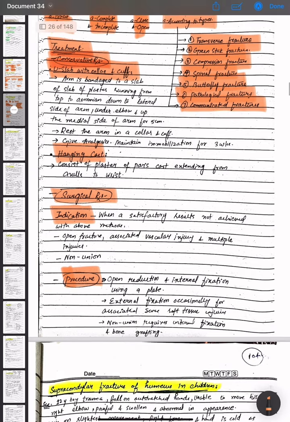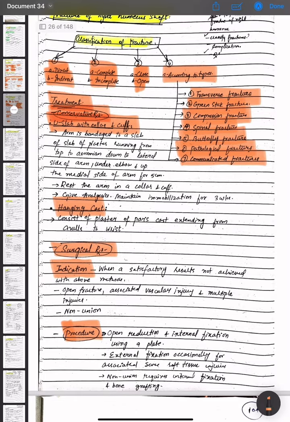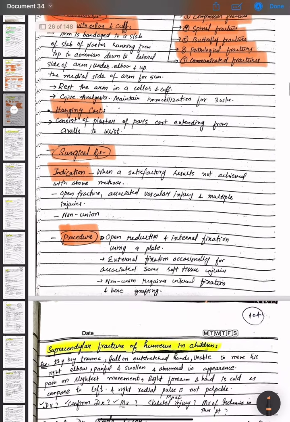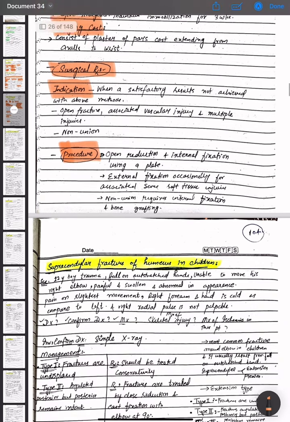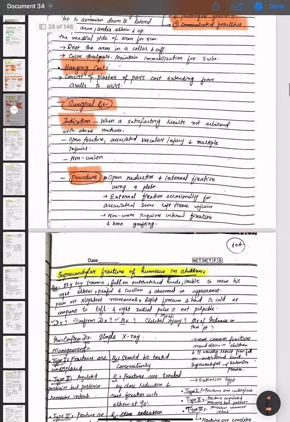Then we discuss the treatment options. For the fracture of humerus, we have conservative treatment and surgical treatment. In conservative treatment we use a slab with collar and cuff and a hanging cast, while in surgical methods the indications are when a satisfactory result is not achieved by conservative methods, when an open fracture is associated with vascular injury and multiple injuries, and when non-union occurs. This is the procedure for the surgical approach when the conservative measures fail.